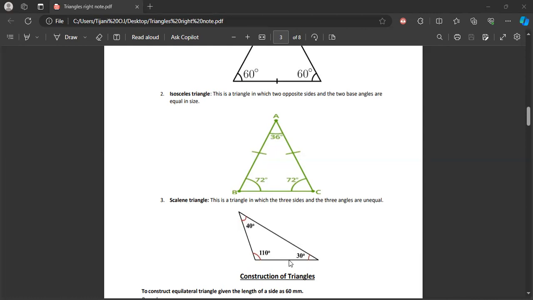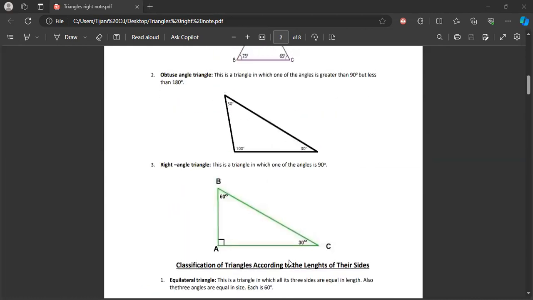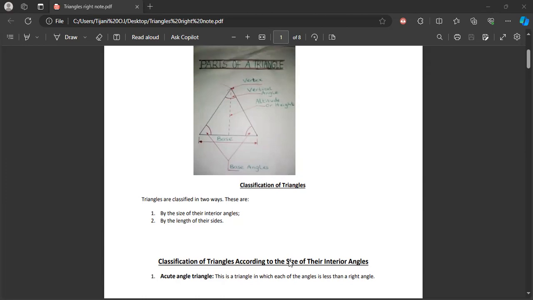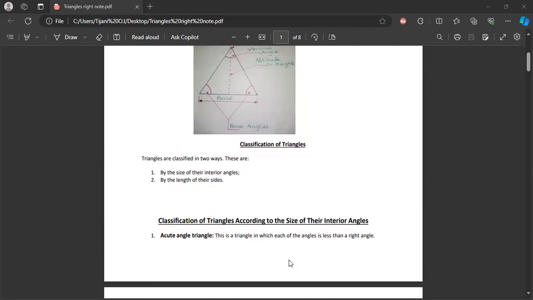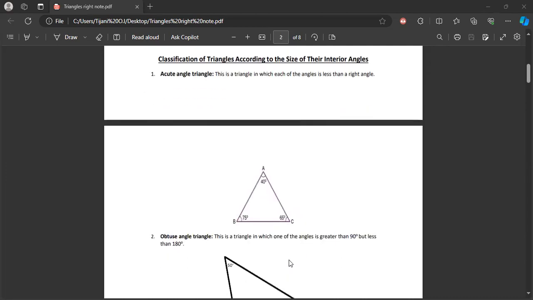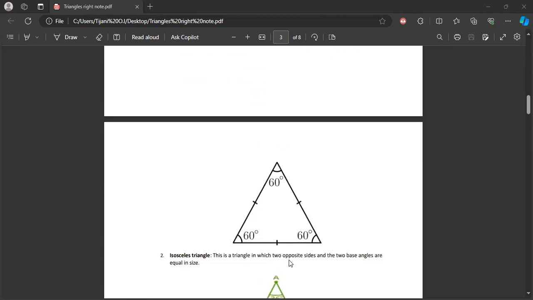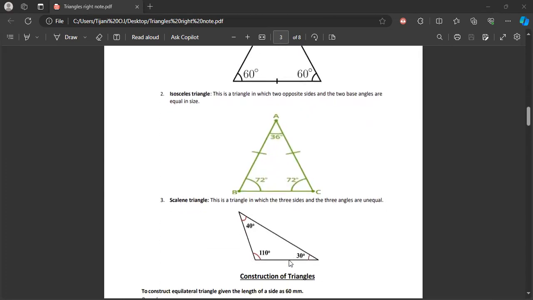So this is the information that I have for you concerning triangles. We started with the definition of a triangle, and then we looked at the parts of a triangle, and we talked about the classification of triangles, which I said is classified into two according to the size of their interior angles and also according to the length of their sides. According to the size of their interior angles, we have acute angle triangle, obtuse angle triangle, and right angle triangle. Then according to the length of their sides, we have equilateral triangle, isosceles triangle, and scalene triangle. So that is the information that I have for you concerning triangles.